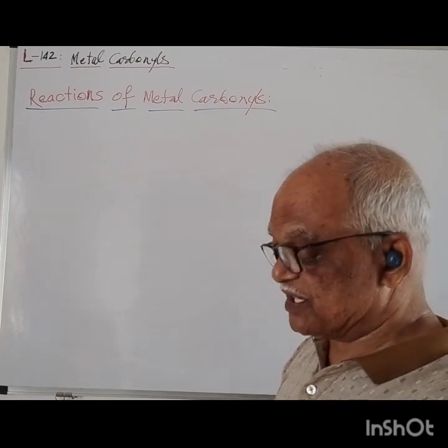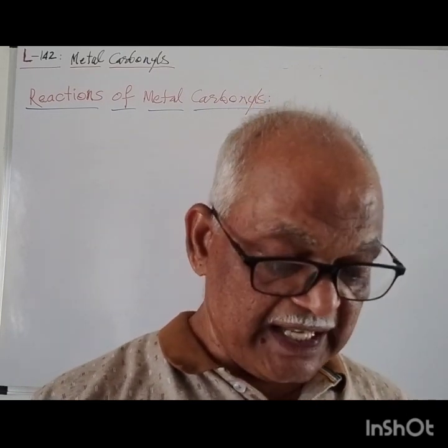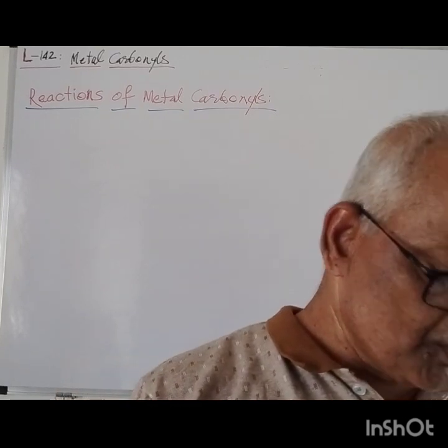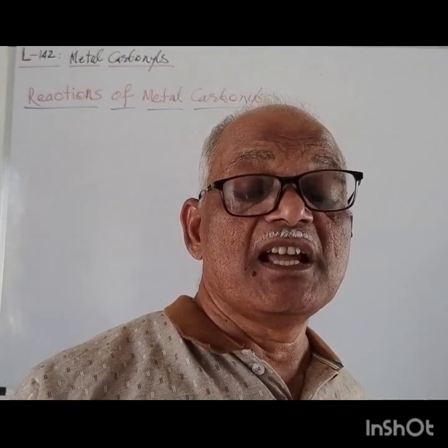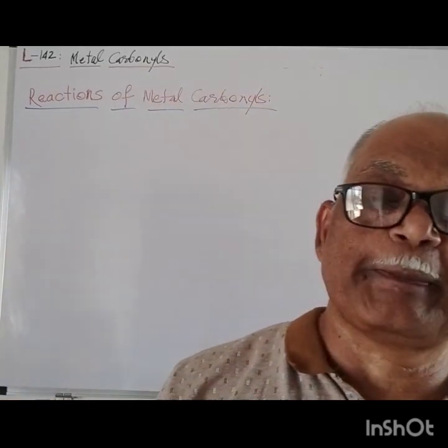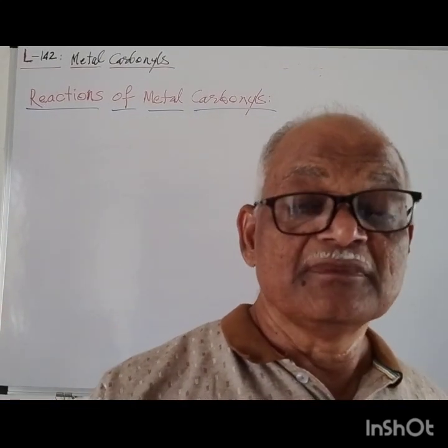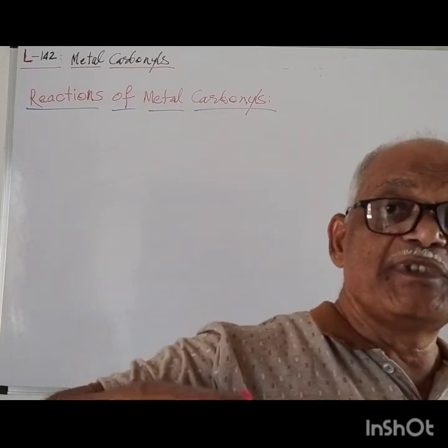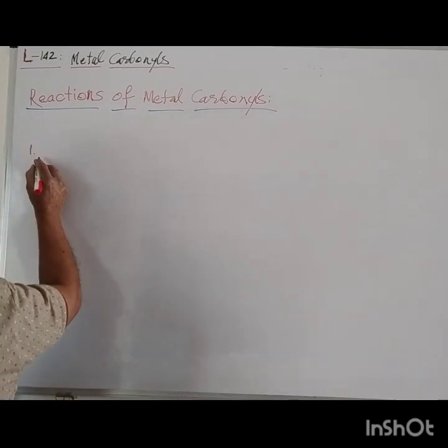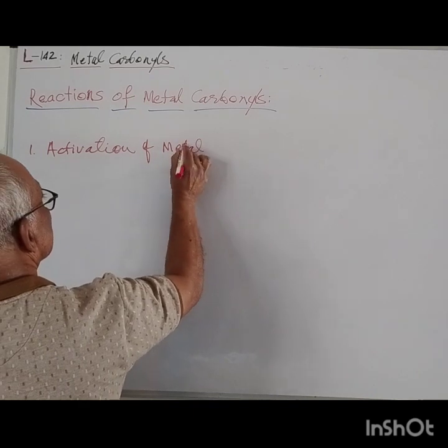The first type of reaction: in most of the cases, the metal carbonyl molecule needs to be activated by other reactions, which will give the intermediate or the active reagent. So this first initial step is the preparation or activation of metal carbonyls, that is, we have to prepare the activated intermediate of the metal carbonyl so that it will participate in the substitution reactions. So the first type of reaction is the activation of metal carbonyls.